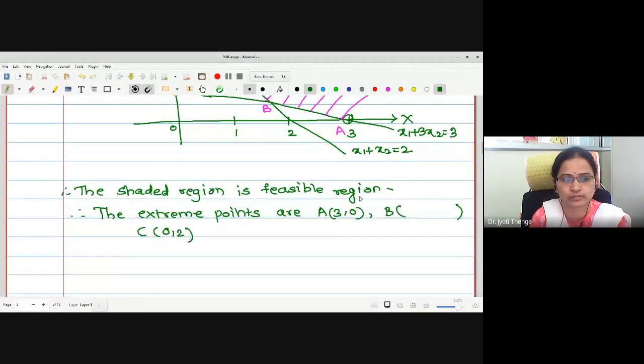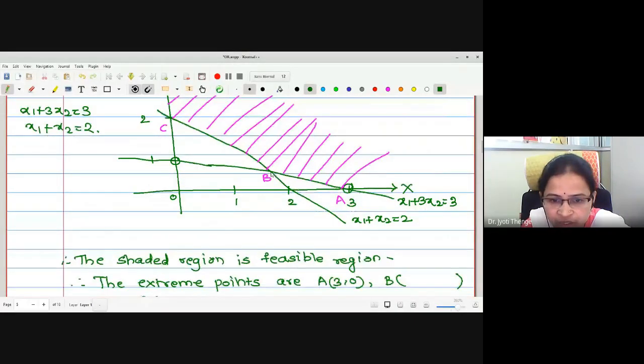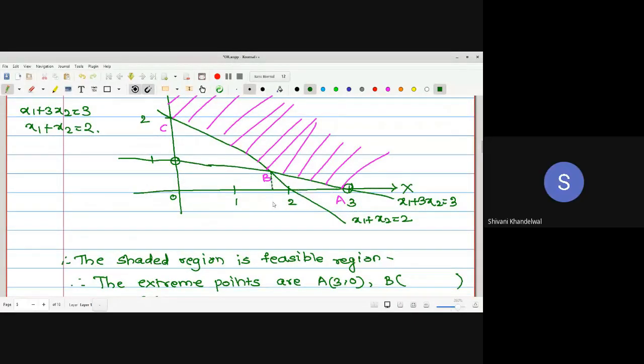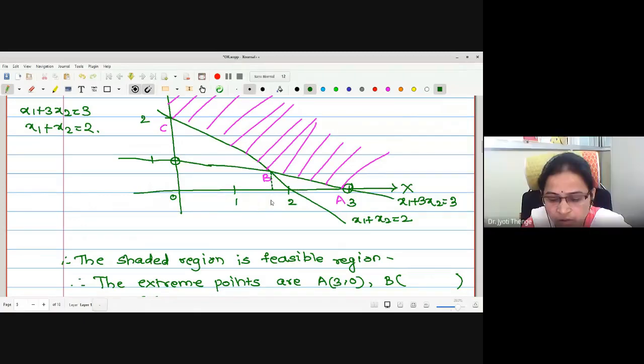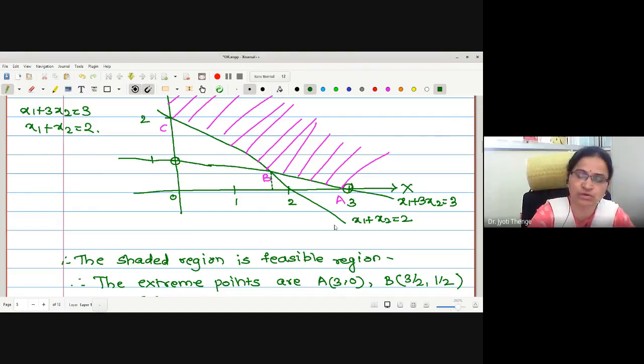What are the coordinates of B, if you have solved it on a graph page? Is it 1.5, 0.5? Yes, it is 1.5 and 0.5. Let me write this as 3 by 2 and 1 by 2. And what is the way I have told you to cross check? This B is the intersection of the 2 lines. Therefore, you have to solve the 2 lines simultaneously to find out the exact coordinates of B.